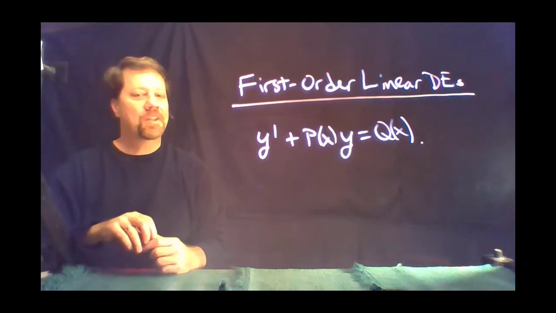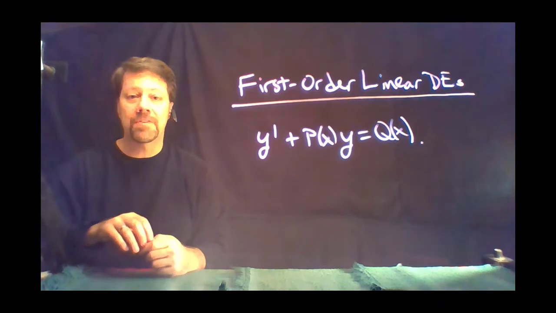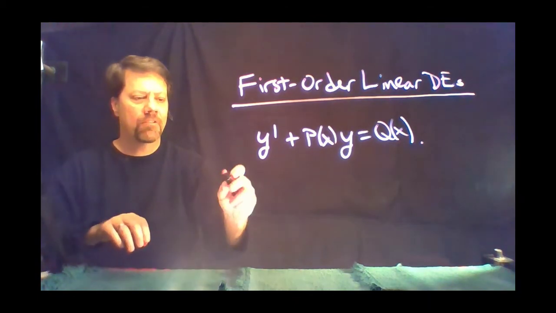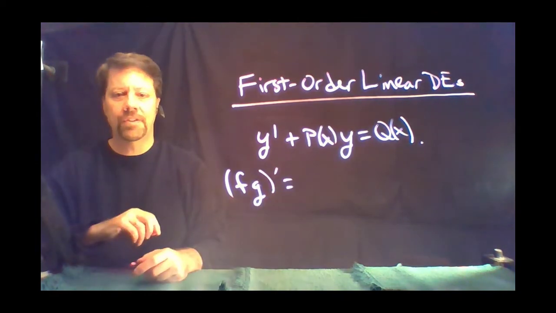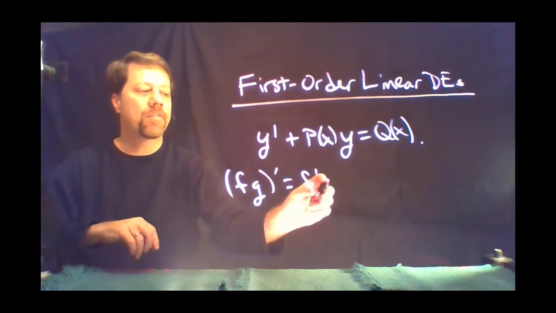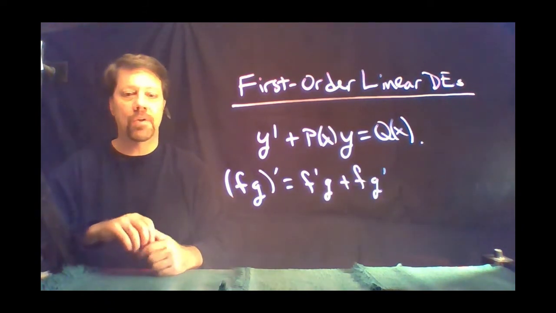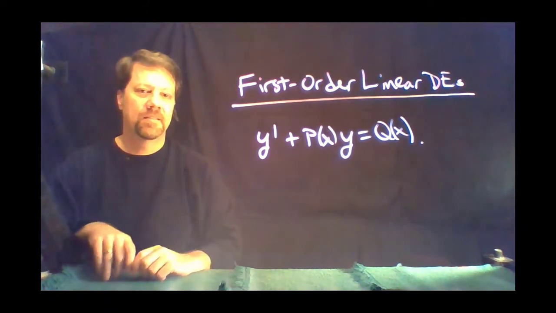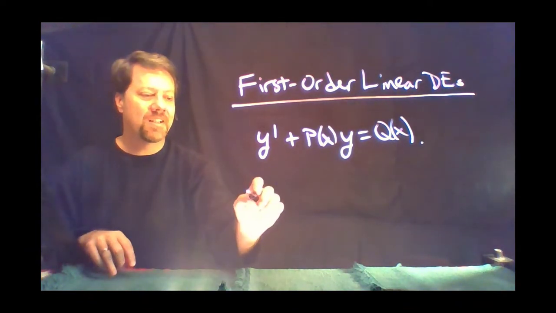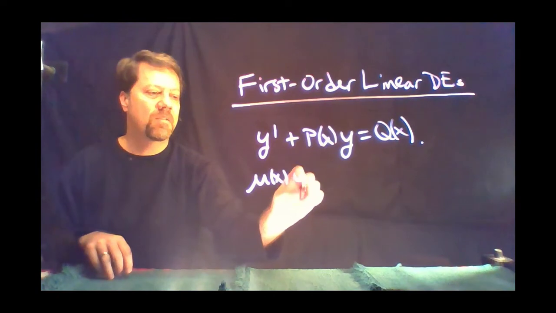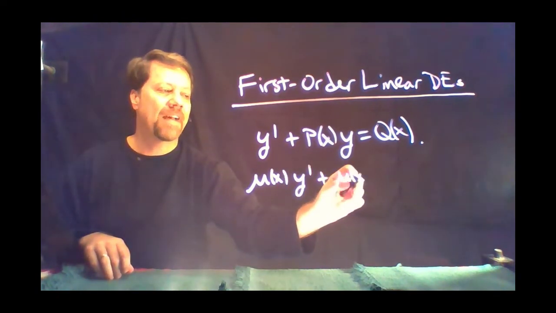There's a special method just for first-order linear problems, and it's based upon reversing the product rule. Remember that for the product rule, if you have the product of two functions, the derivative is the derivative of the first times the second plus the first times the derivative of the second. The way this method works is we multiply both sides by some function mu called an integrating factor.